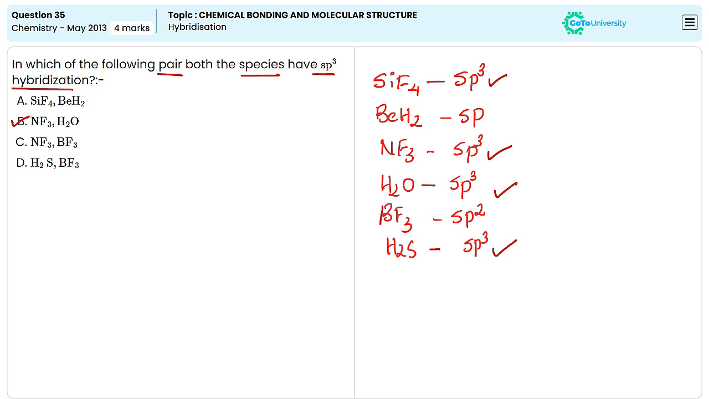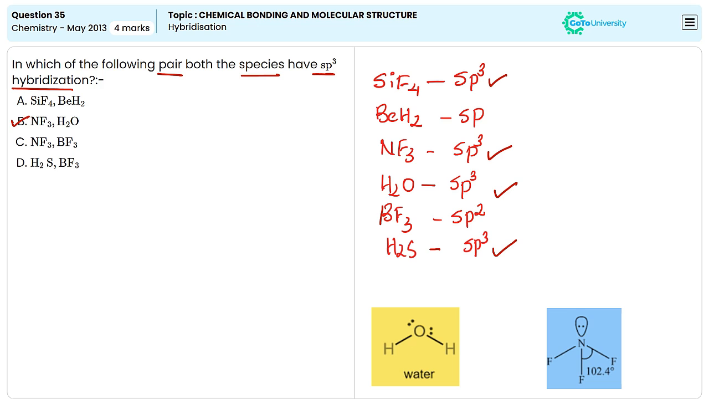In NF3, nitrogen uses one 2s orbital and three 2p orbitals to produce the four sp3 hybrid orbitals, and the geometry is trigonal pyramidal. Similarly, in case of water, we could see that the oxygen atom is undergoing sp3 hybridization. The oxygen atom forms 2 sigma bonds with hydrogen atoms, and it contains 2 lone pairs.